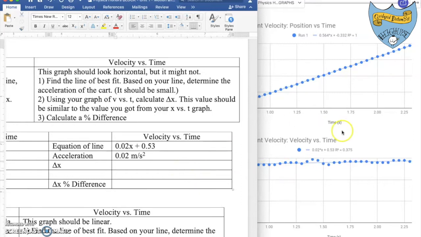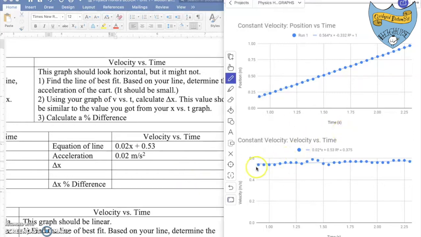If you want to get the displacement for this graph, it's not the same thing where you just look at the first number, look at the last number, and subtract. Instead, you're going to have to do an integral. Well, what is an integral? An integral is the area under a curve, or really any kind of a graph.